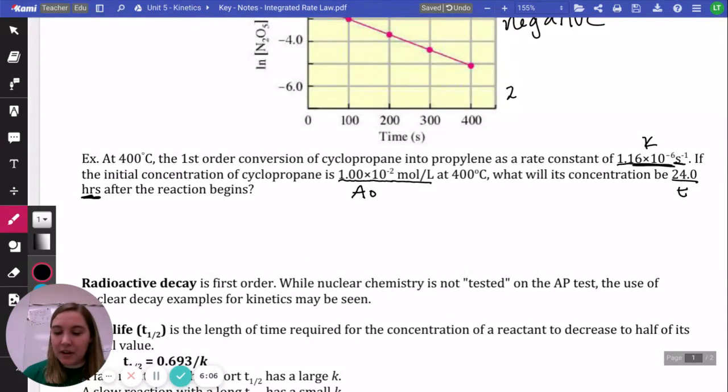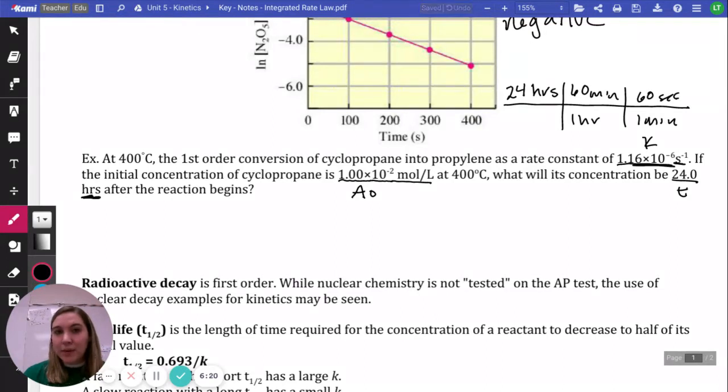So I'm just going to pop up here and do a quick little dimensional analysis problem. I have 24 hours. I know that 1 hour is 60 minutes, and then I know that 1 minute is 60 seconds. It is going to be really important on the AP test, or really just anywhere, that you make sure your units match. So if our time is in hours, make sure your rate constant is also in hours. In this case, our rate constant was in seconds where our time was in hours, so that wasn't going to work. But luckily we know how to convert between hours and seconds.